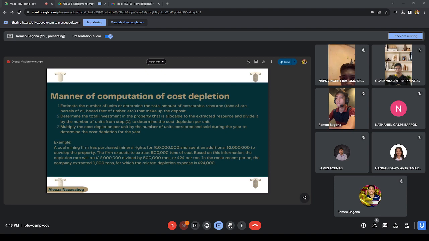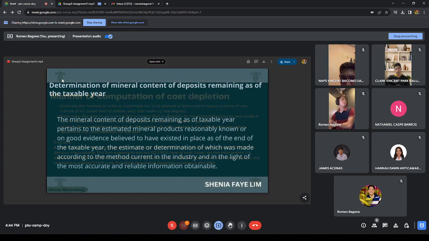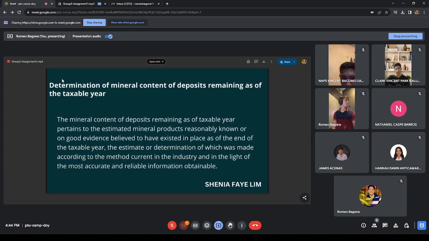Example: a coal mining firm has purchased mineral rights for $10 million and spent an additional $2 million to develop the property. The firm expects to extract 500,000 tons of coal, so based on this information, the depletion rate will be $12 million divided by 500,000 tons, which equals $24 per ton. In the most recent period, the company extracted 1,000 tons, for which the related depletion expense is $24,000. So cost depletion applies only to taxpayers who have an economic interest in mineral deposits. For purposes of percentage depletion: determination of mineral content of deposits remaining as of the taxable year.